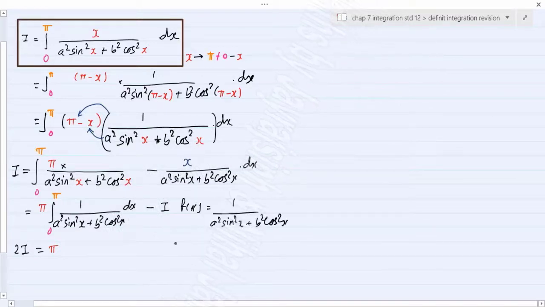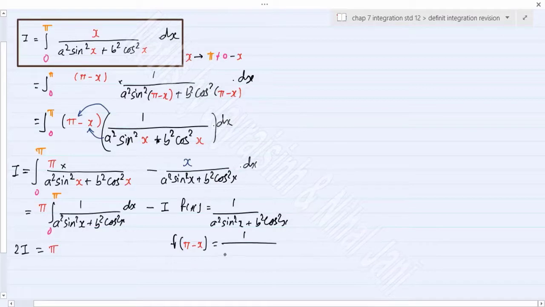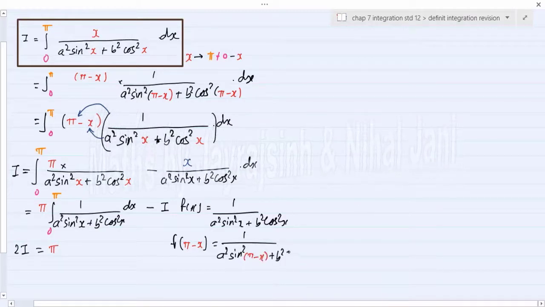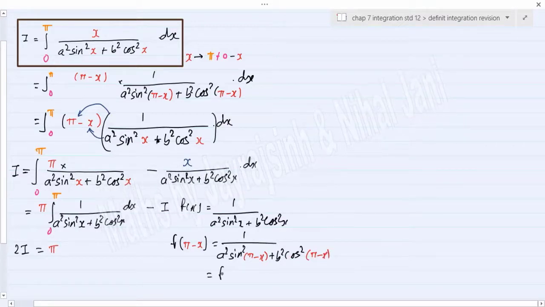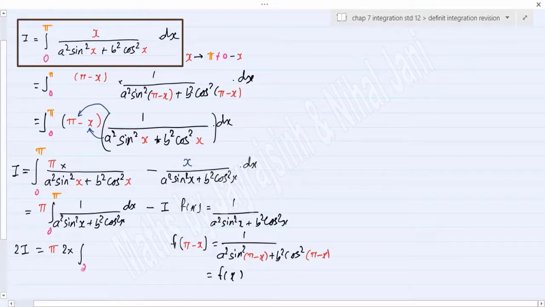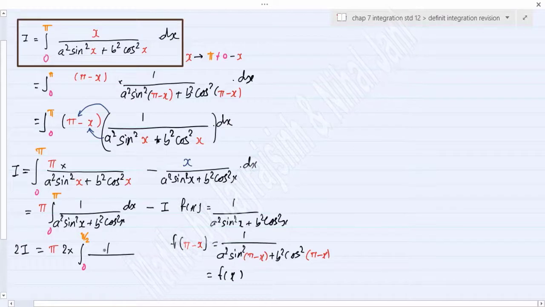fx. So let's take f of pi minus x, which is equal to 1 upon a square sine square pi minus x plus b square cos square pi minus x, which is exactly equal to fx. So using the property, we have to multiply 2 with the integral and halve the limit to pi by 2. The function will be as it is.